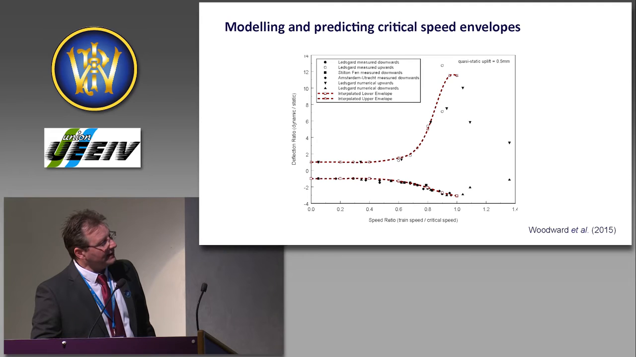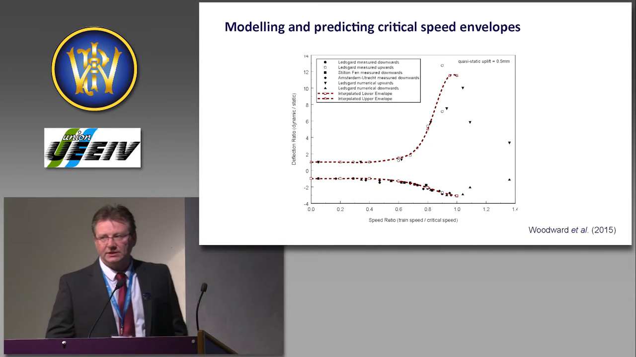What we see again is this envelope. And notice that the envelope, we don't have a lot of data on this side, but notice that the response starts to reduce past the critical speed.